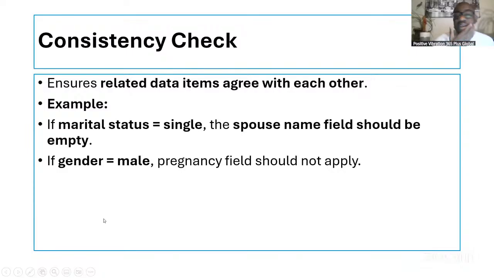All right. And then we have something called consistency check. Now, this one works a little bit like what we call verification. All it does is ensure that the related data items agree with each other. So for example, if you say that you're single on a form, the spouse name field should be left empty. You can't be single, and then when you reach down to the spouse part, you put Tom and Harry. Something is wrong with that.